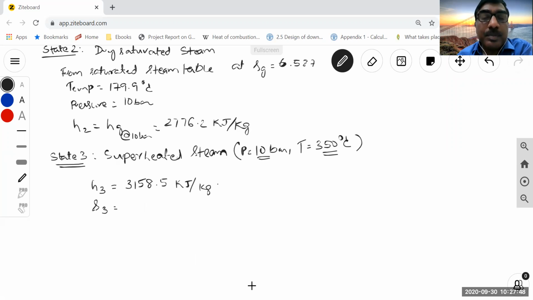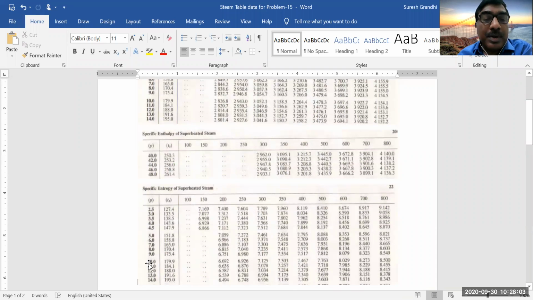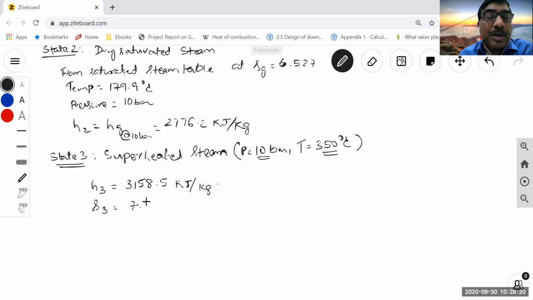And similarly, we have to find out what the entropy is also. So for the entropy value, again there will be a separate table. This is the specific enthalpy table of superheated steam, and this is the specific entropy of the superheated steam. So here also you have to take 10 bar and 350 degrees centigrade. So this is the entropy, 7.303 kilojoules per kg Kelvin. Now we got the values of H3 and S3 also.